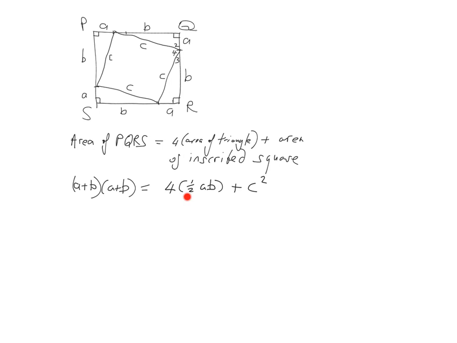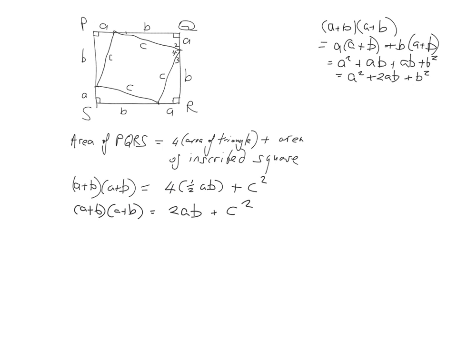So in this case, it will be half AB. So it's going to be 4 times a half AB plus c squared. Now, 4 halves gives you 2, so that ends up being 2ab plus c squared. Okay, so this part I'm going to work out in my rough work.